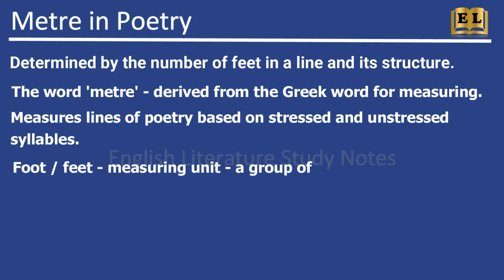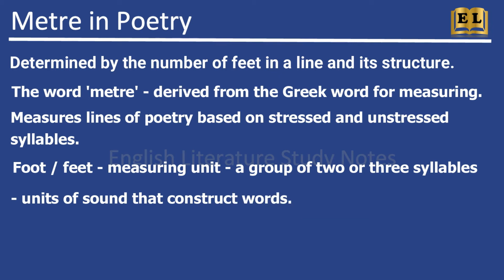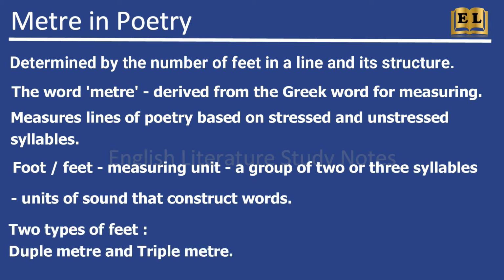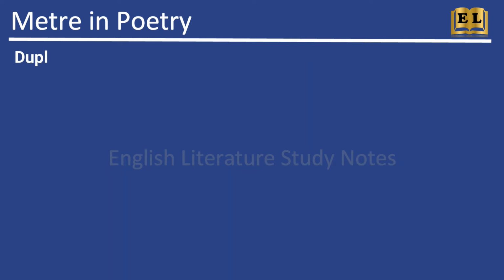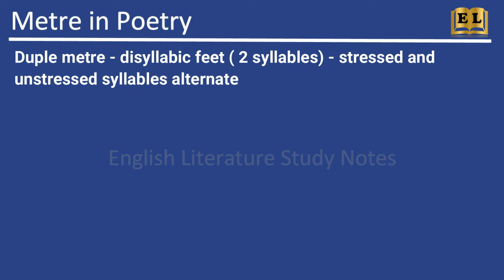Foot or feet is the measuring unit. A foot is a group of 2 or 3 syllables. Syllables are units of sound that construct words. There are two types of feet in English meter, duple meter and triple meter. Duple meter consists of disyllabic feet in which stressed and unstressed syllables alternate in pairs.